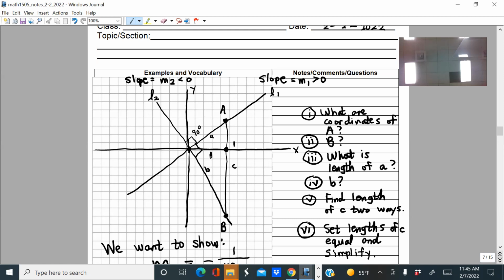Now here's what I'm going to try to figure out. What is this length? And what is this length?